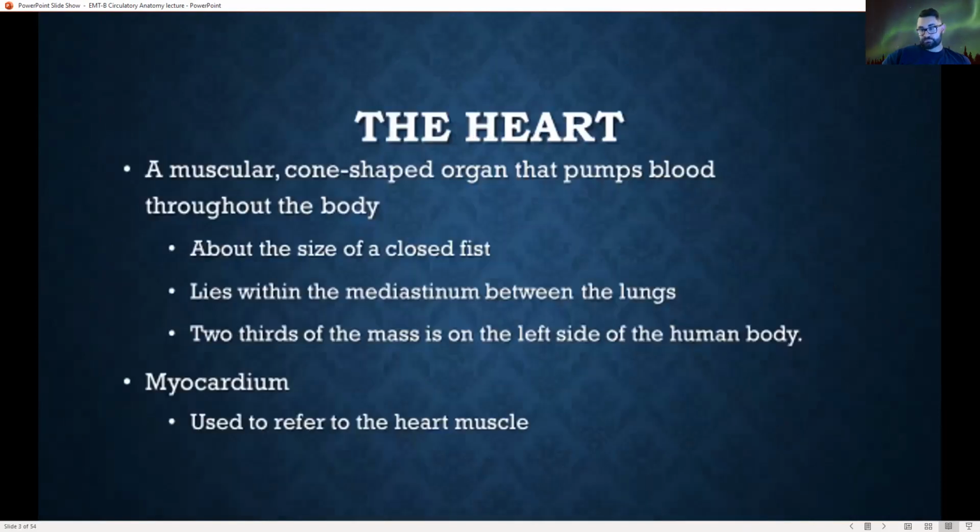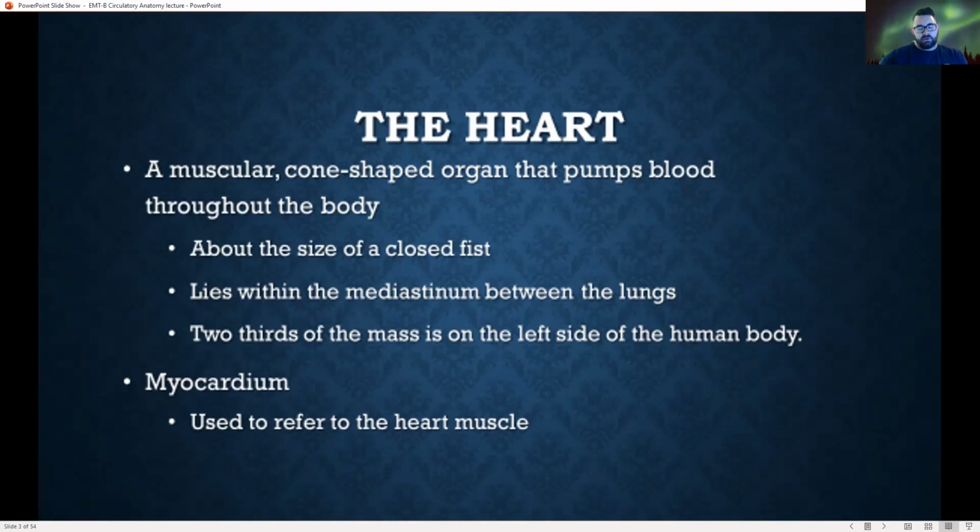All right. So the heart itself is a muscular cone-shaped organ. It has a little point on it called the apex, and it pumps blood throughout the body. It's about the size of a closed fist. It lies within the mediastinum between the lungs. You have two lungs, one on each side, and between them is the heart right here. Two-thirds of its mass lies on the left side of the human body. It is not directly in the center. There's some of it in the center, but the majority of it does lie on the left side of the chest.